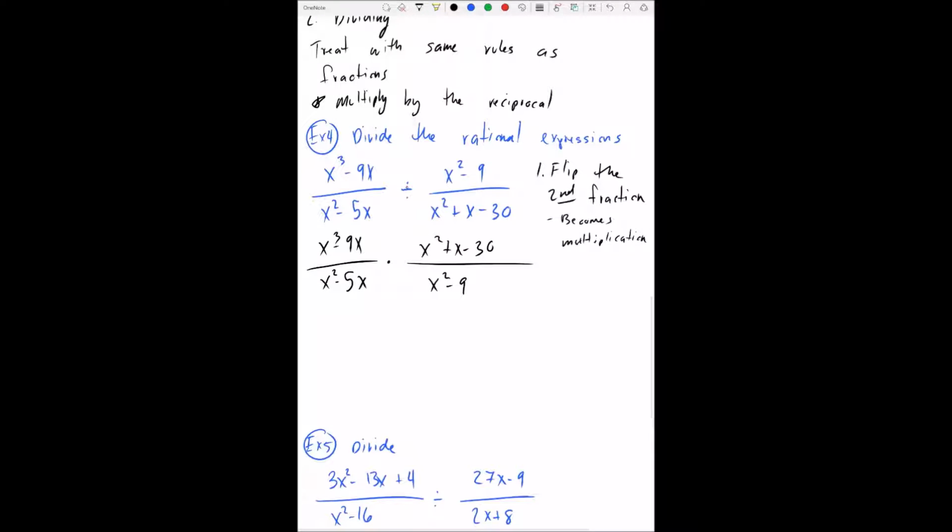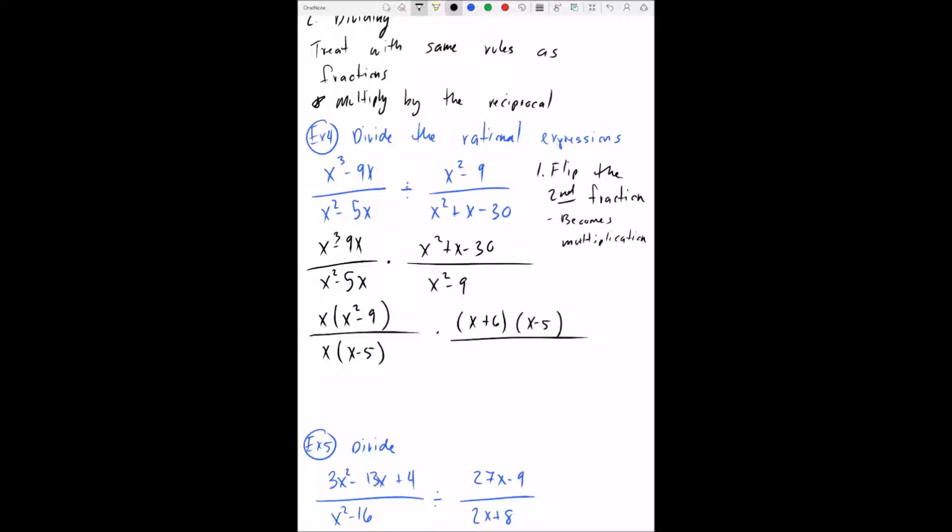So we're going to factor. Our first numerator, we can take an x out. So we'll have x squared minus 9. Our first denominator, we can take an x out. So we'll have x minus 5. And for our trinomial there, we can factor that to x plus 6, x minus 5.